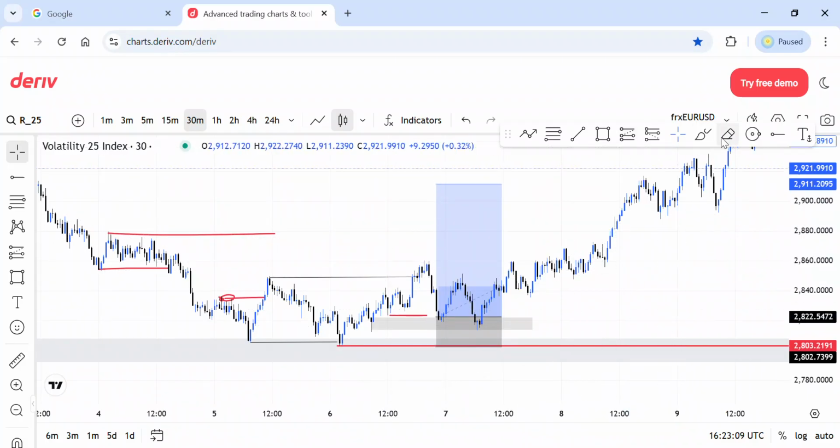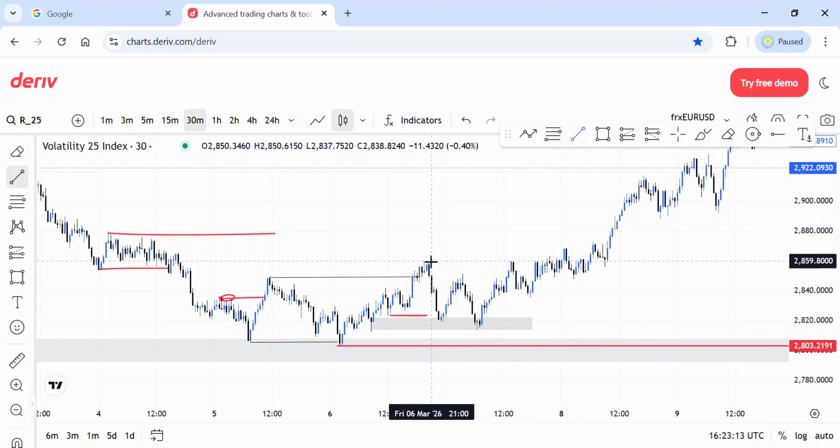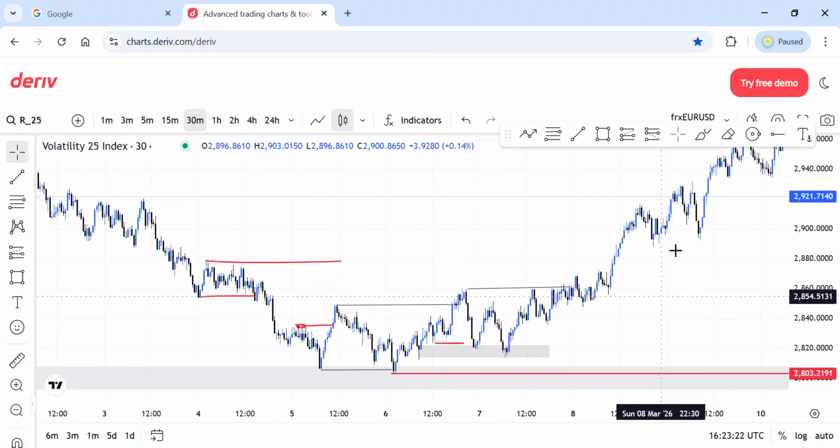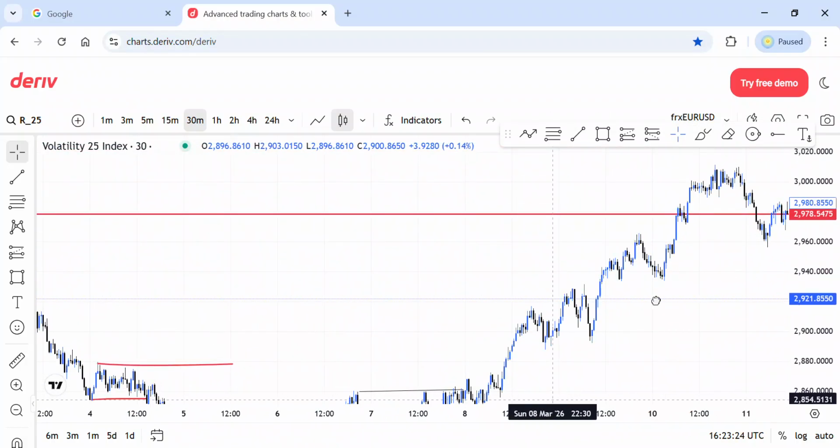Okay, so let me delete this. Now we have a BOS. Yeah, this is a BOS. You know I told you something about that. So the BOS confirms that the market wants to skyrocket. Can you see after that BOS what happened? The market skyrocketed. Can you see?